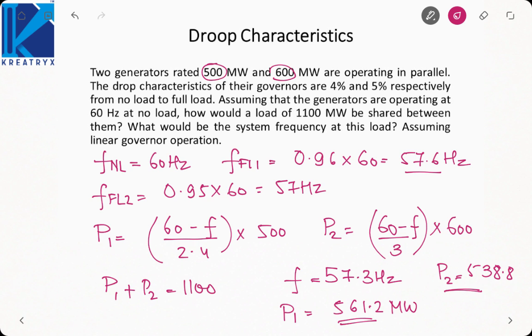So for this you only have to remember the equation for power in terms of frequency. The method is always same. Express power in terms of frequency. Add both powers equal to the load power, that will give you frequency. From frequency we can determine the power of each generator.